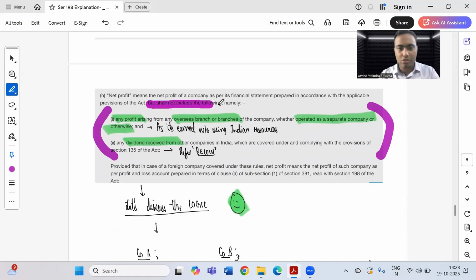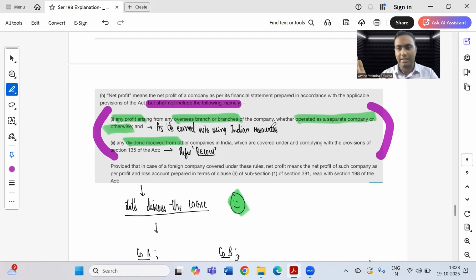But it shall not include the following, namely, any profit arising from any overseas branch or branches of the company, whether operated as a separate company or otherwise. Let's say ITC is an Indian company and has a branch in Hong Kong. Some profits from the Hong Kong branch will obviously be in ITC's financial statements, because ITC is the Indian entity and has a branch outside of India. So let's say there is a profit of 20 coming from the Hong Kong branch. This profit of 20 should be removed from the net profit.